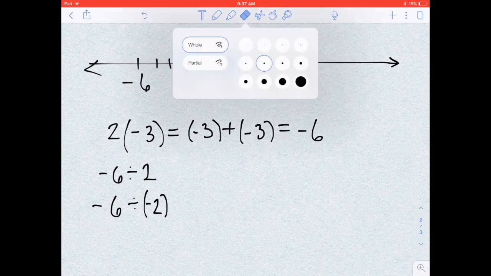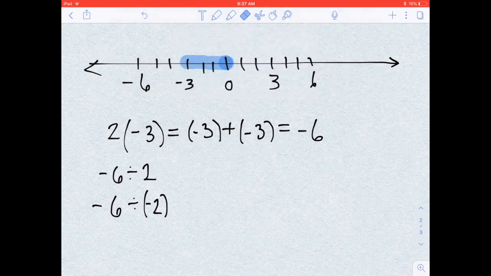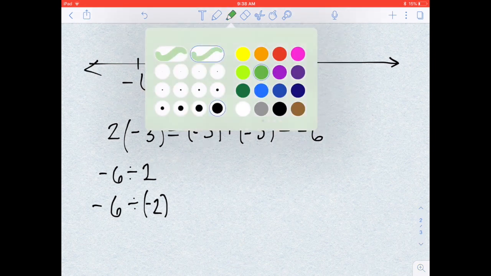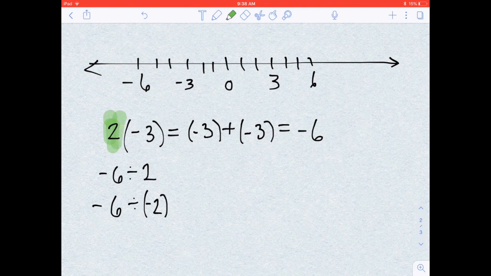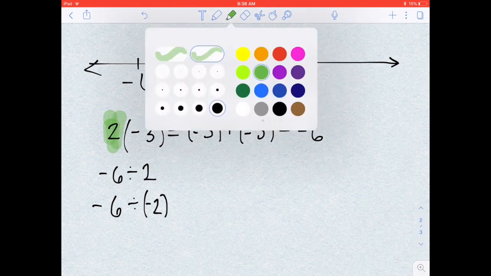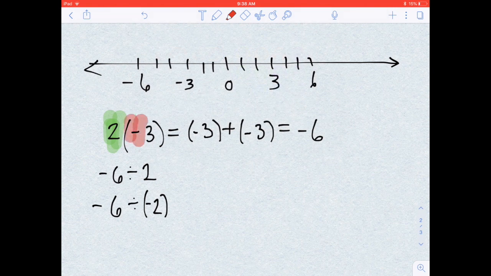All right, so what I want you to notice is I have a positive 2 and I have a negative 3. And I end up with a negative answer over here. Okay, I want you to keep track of that.